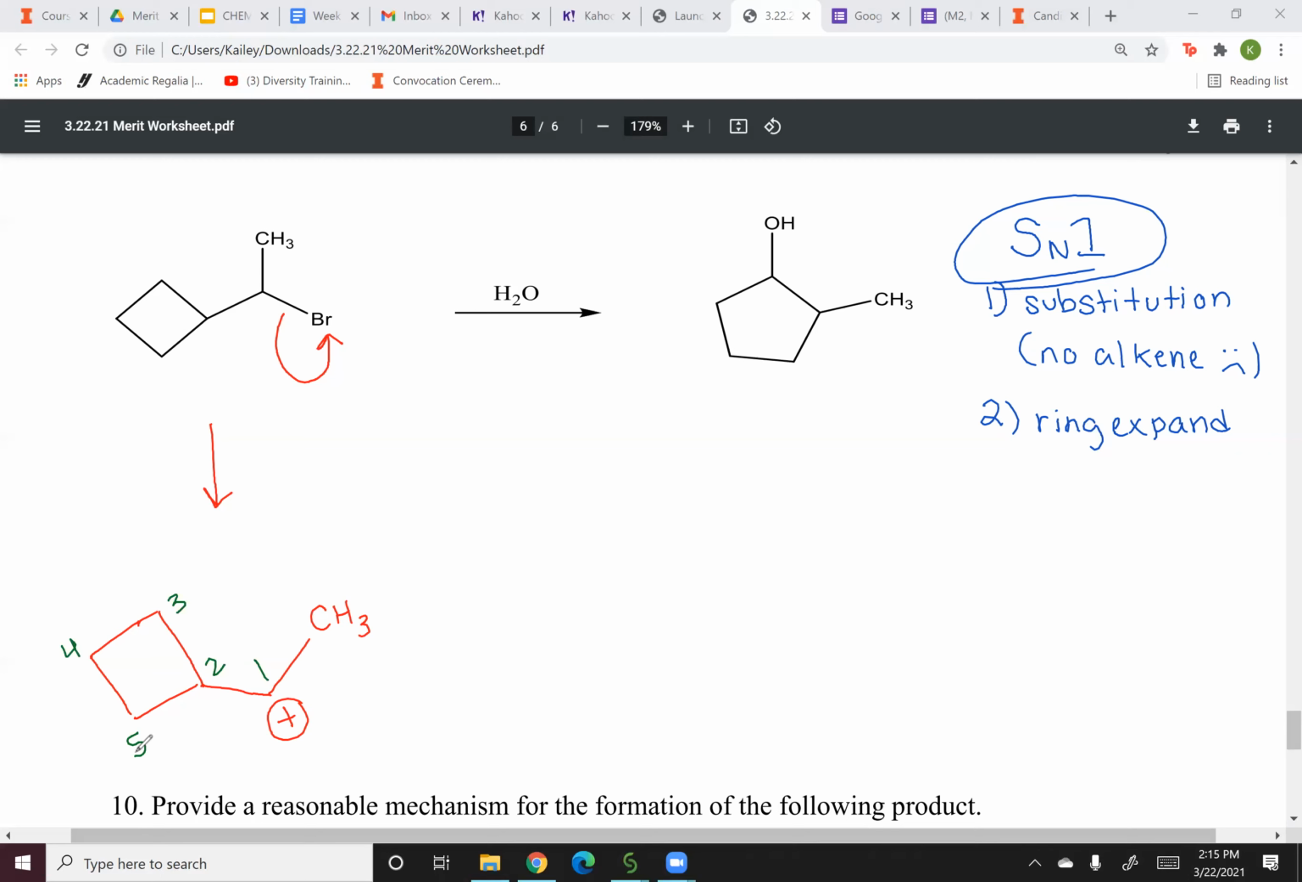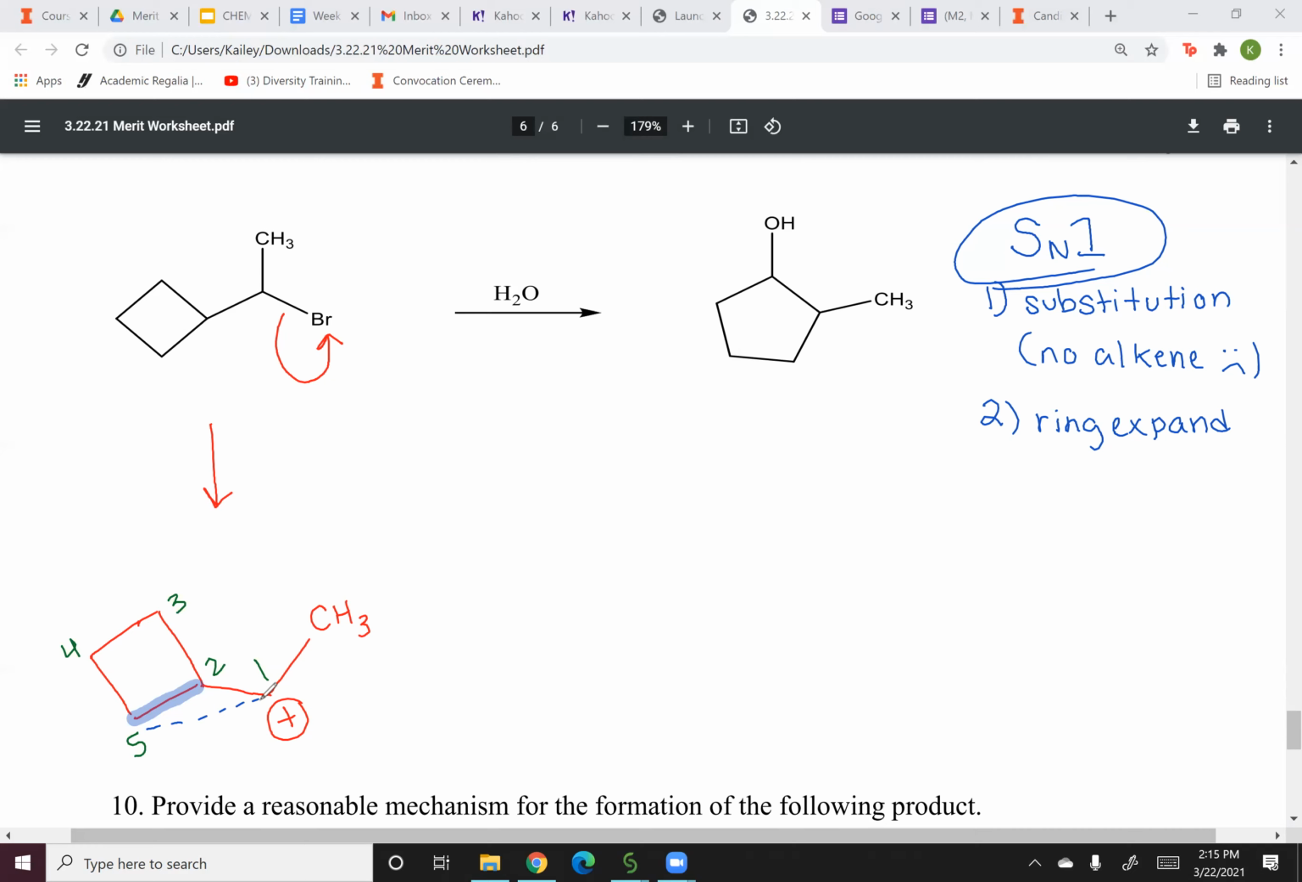What's going to happen is we are going to break this bond right here, this bond between carbon 2 and carbon 5. And what's going to happen is we're going to form a new bond between carbon 5 and carbon 1. So if you look, it's kind of like you have this door that's swinging open, and you're allowing another carbon into your ring.